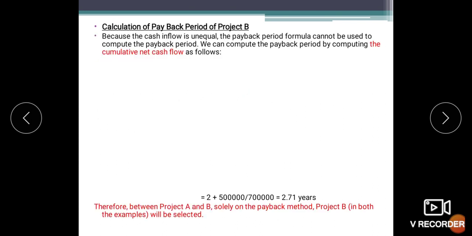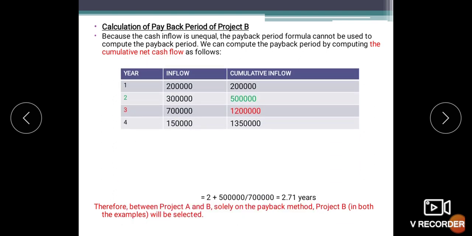Now we need to calculate the payback period of project B. Since the cash inflows are unequal, we need to cumulate the cash inflows. In the first year it is 2 lakh, 3 lakh, 7 lakh, 1 lakh 50,000. So we need to cumulate it. 2 lakh plus 3 lakh is 5 lakh, plus 7 lakh is 12 lakh, plus 1 lakh 50,000 is equal to 13 lakh 50,000. We know the initial investment is 10 lakh rupees.